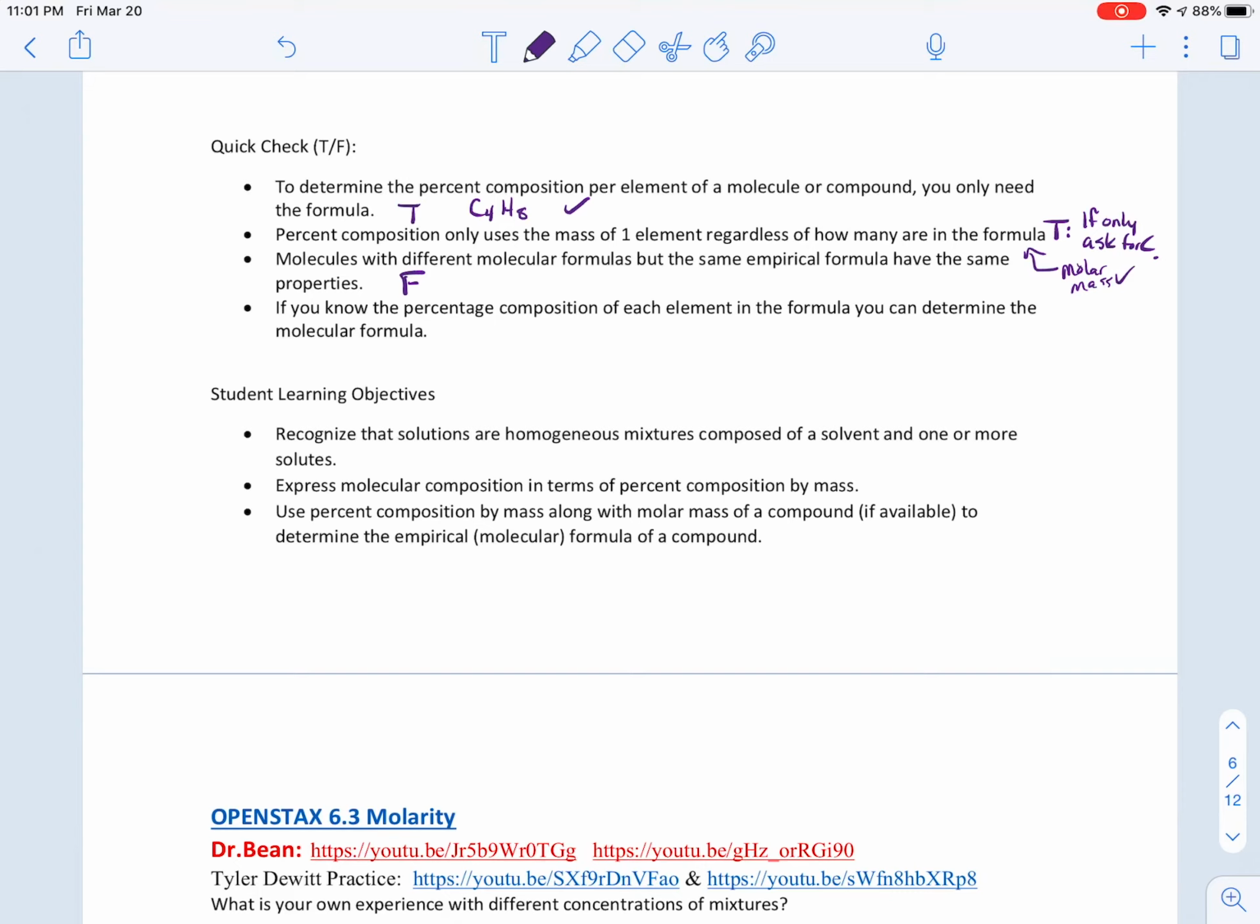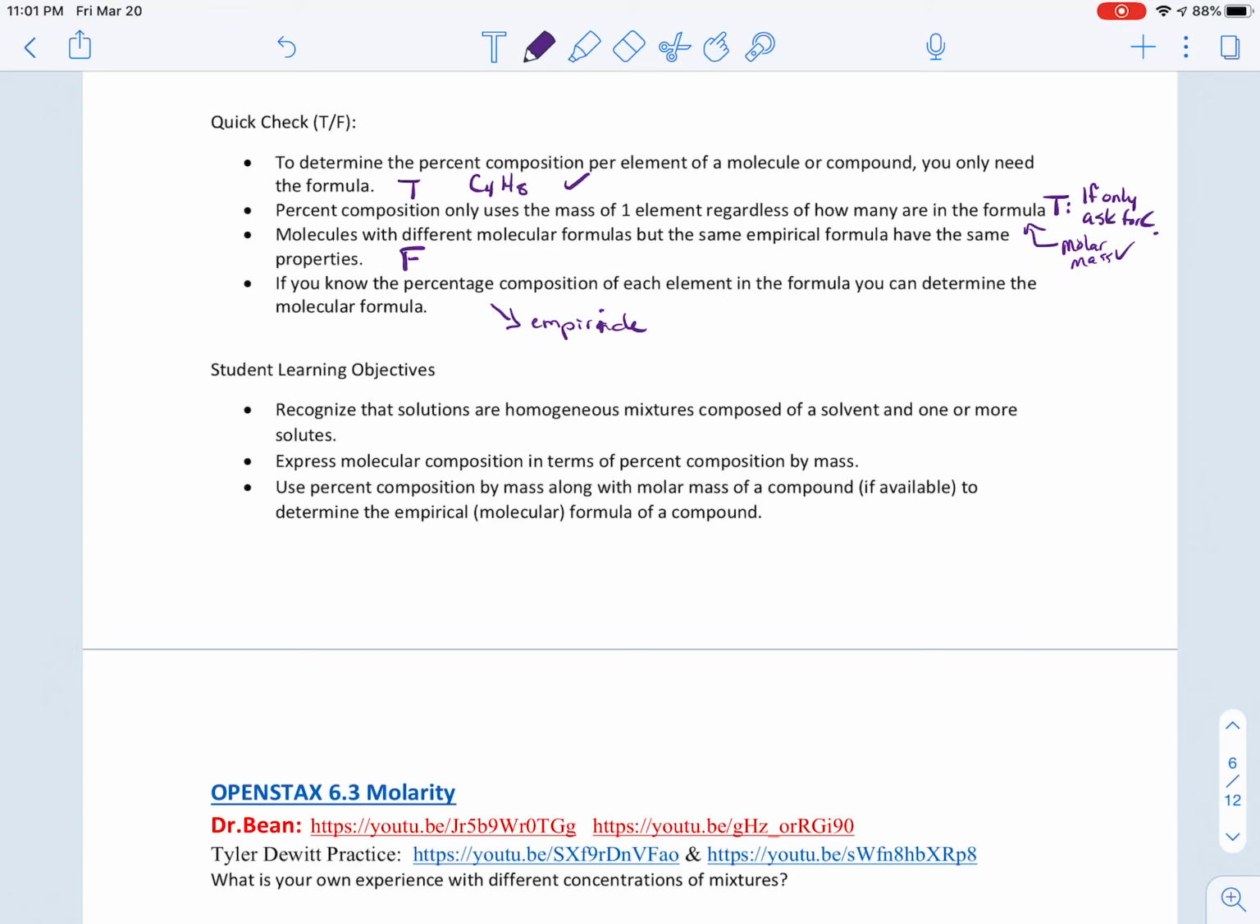Okay, molecules with different molecular formulas but the same empirical formula have the same properties. That's false. The properties can be very different. And if you know percent composition of each element in the formula, you can determine the molecular formula. So the percentage composition, that's that first math thing. You can go back and look up the first math part. What that one gave was the empirical formula. Oh, I totally misspelled it. Is that right? Empirical. Yep, so there you go.